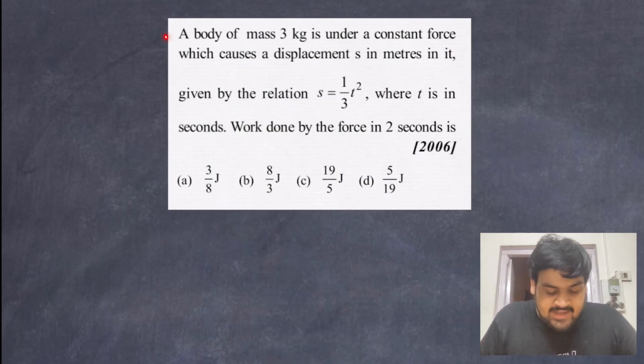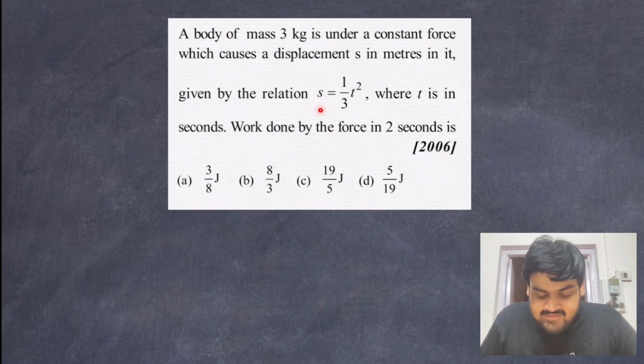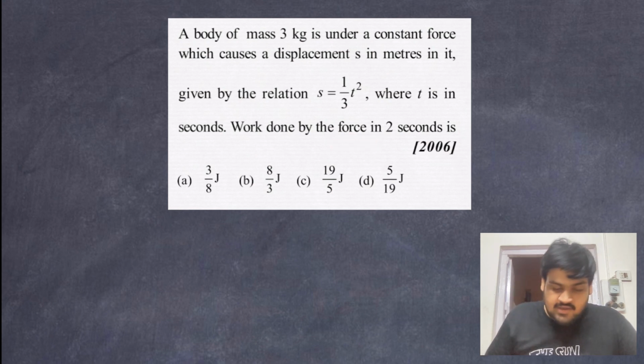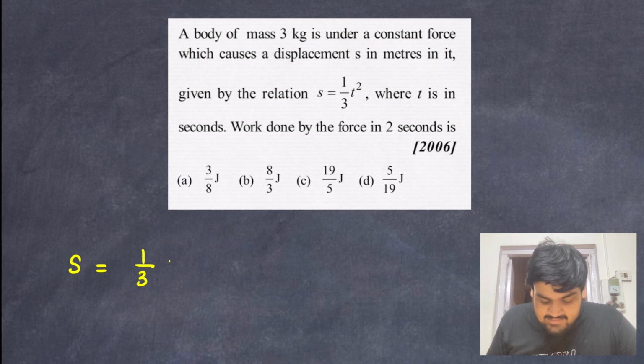So proceeding on to the next question, a body of mass 3 kg is under a constant force which causes a displacement S in meters. S is given as 1 by 3 t square, where t is in seconds. So we need to find the work done by the force in 2 seconds. Okay, so that means over here displacement is given as 1 by 3 t square.